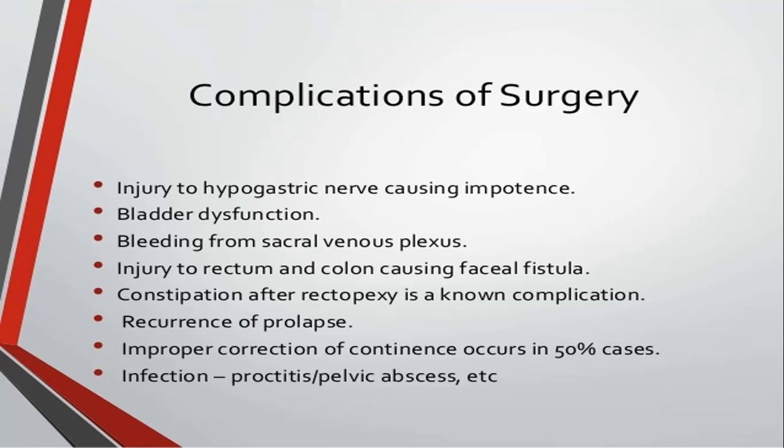If you are applying sutures to the rectum and sacrum, or applying the mesh to the sacrum, you can injure the rectum and colon, causing a fecal fistula. Constipation is also a known complication. Recurrence of the prolapse, improper correction, infection, abscess, etc. So the complications of surgery: damaging the hypogastric nerve, bladder dysfunction, impotence, bleeding, constipation, recurrence, infection, injury. You must remember all of these complications if you are doing surgery for prolapse.